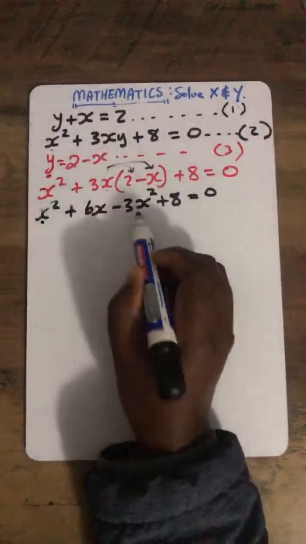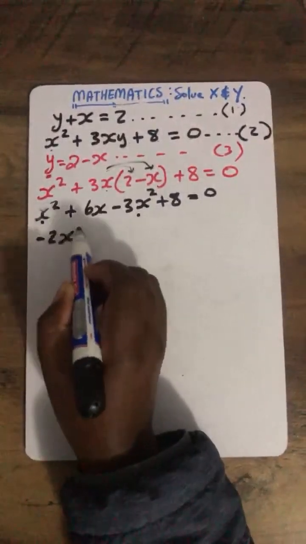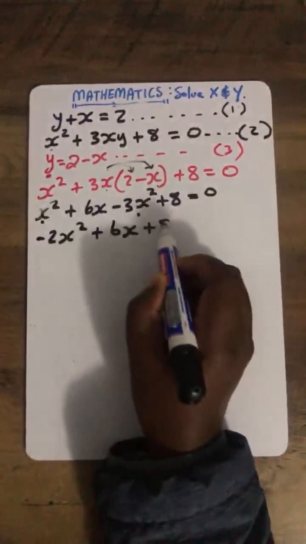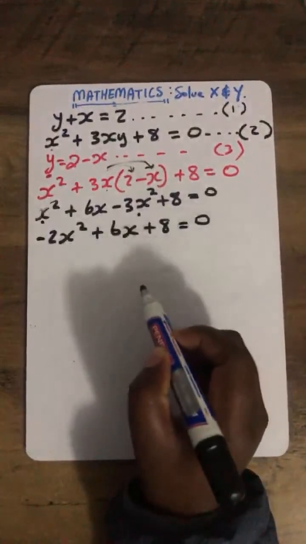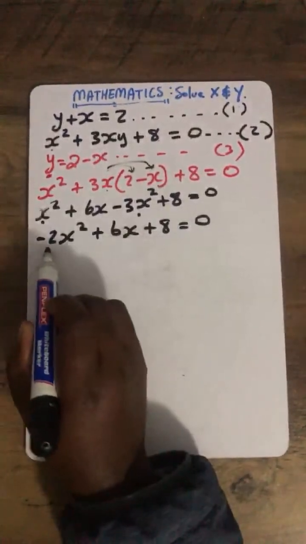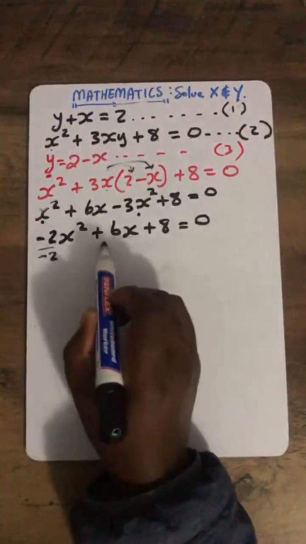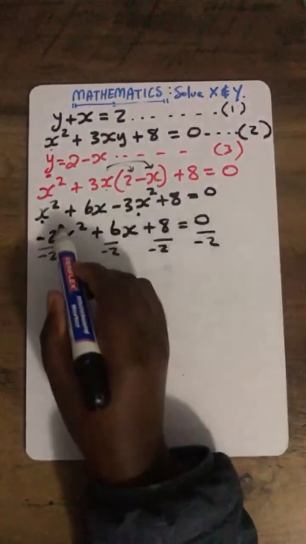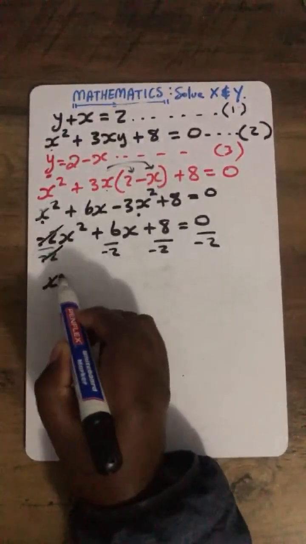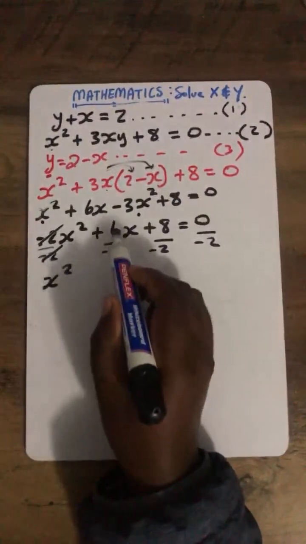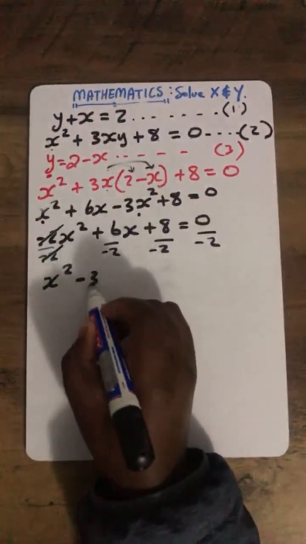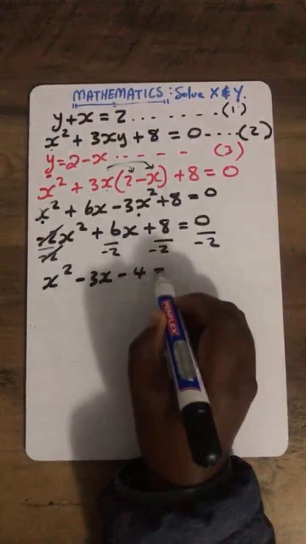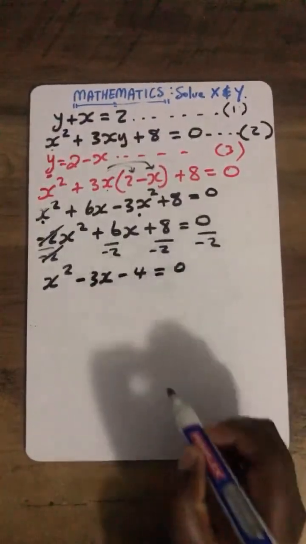Okay, so obviously that and that, it ends up being negative 2x squared and then plus 6x and then plus 8. That can be equated to 0. So now we can divide by 2 everywhere, not just 2 but negative 2. That will cancel with that. You've got your x squared, that and that. It makes it negative 3x. That and that makes it negative 4. Trust me, that and that, it remains as 0.